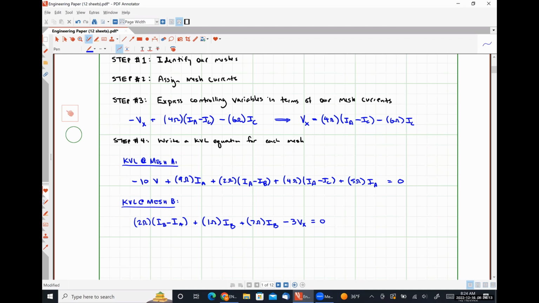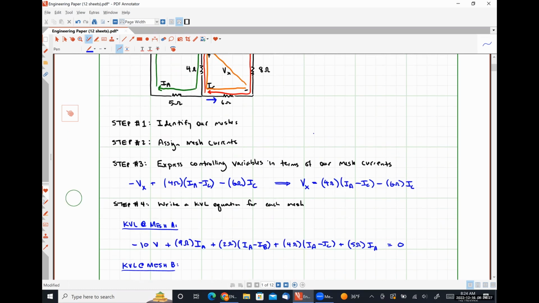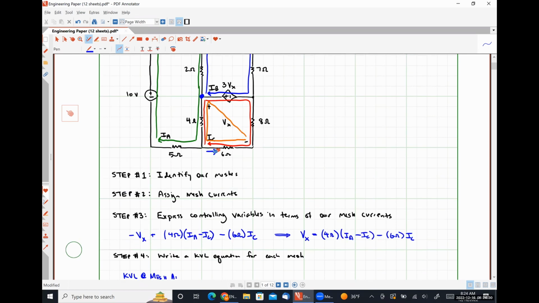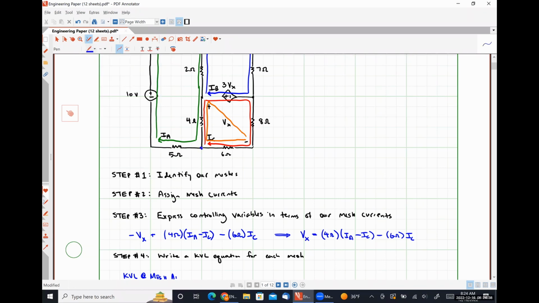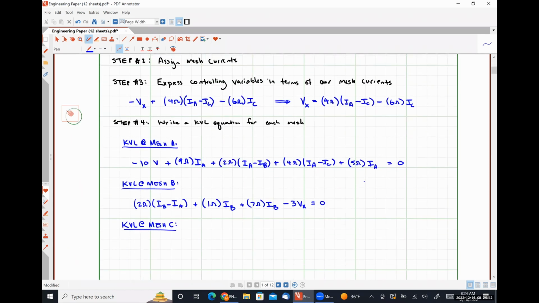All right. So finally, we will write a KVL equation for mesh C, starting at the bottom left-hand corner. Goodness, that's not what I meant to do. Here. So heading up, the first thing we see is 4 ohms.